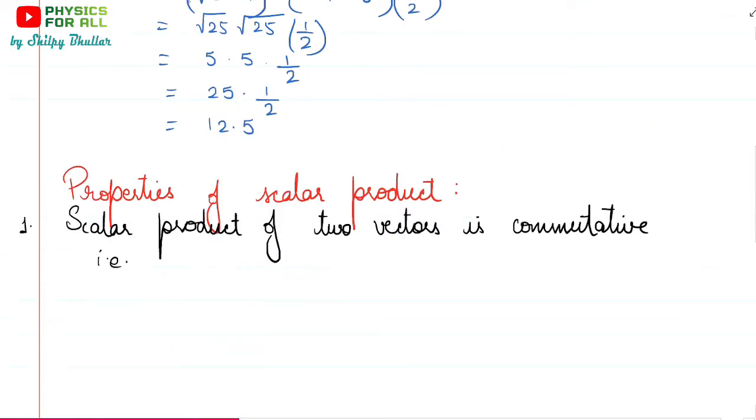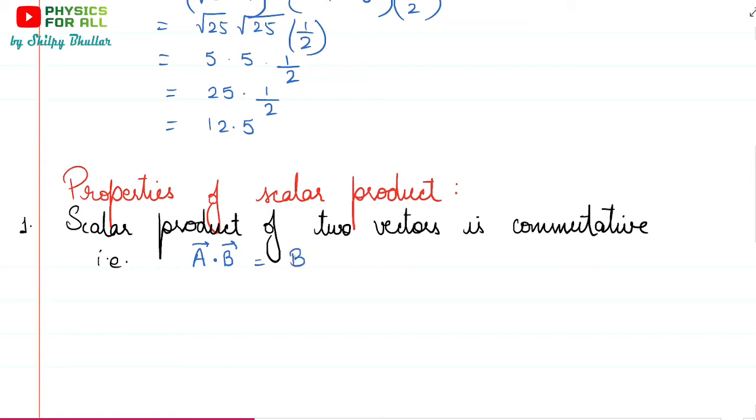Now let's discuss the properties of scalar product. First property is that scalar product of two vectors is commutative. What is the meaning of commutative? That means if we have two vectors A and B, then the scalar product of these two vectors is represented by this thing, A dot B. We use dot. Now this product is commutative.